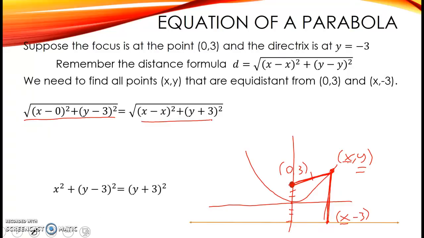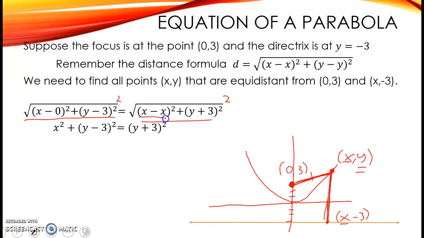Well, if we clean this up, if I square both sides, x minus 0 is just x, so that's x squared. I still have the y minus 3 squared. But if I square both sides, then both square roots disappear. Also here, I have x minus x, which is 0, so that just disappears, so I have the y plus 3 squared. Well, if I square both of those, here I have my x squared, and then if I take y minus 3 and square it, I'll have y squared minus 6y plus 9. And if I take on the other side of the equation the y plus 3 and I square that, I'll have y squared plus 6y plus 9.